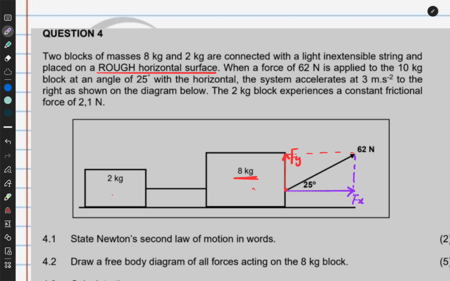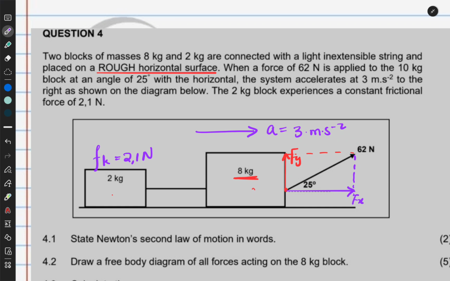The system then accelerates at 3 meters per second squared to the right, so it's moving this way. And then we are told that the acceleration a is 3 meters per second squared. So now we are told that this 2 kilogram block experiences a constant frictional force of 2.1 newtons. If it's moving, it's obviously going to be Fk and not Fs.